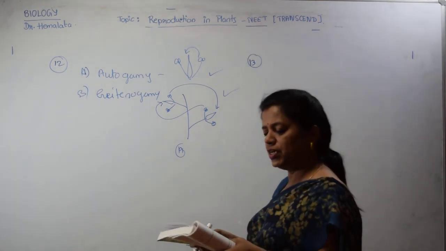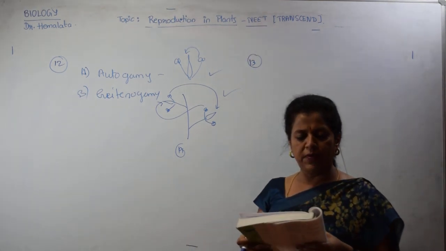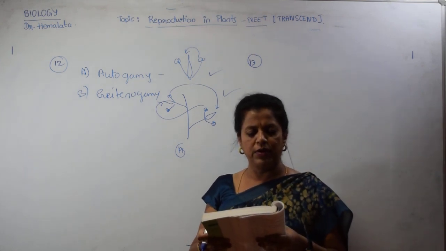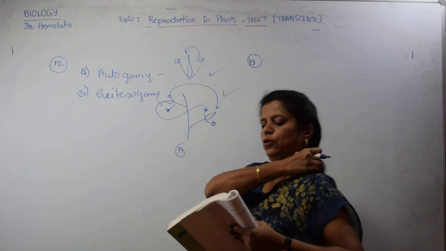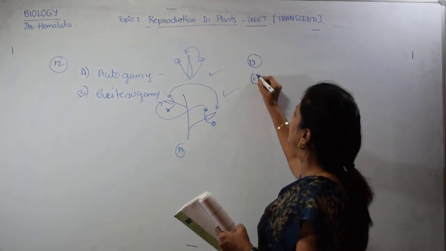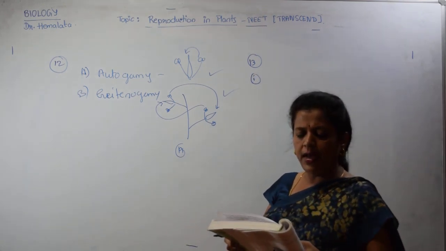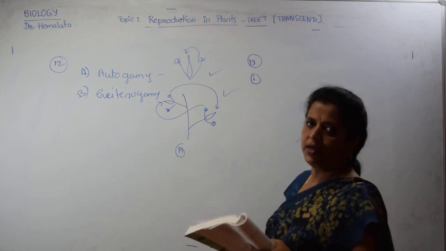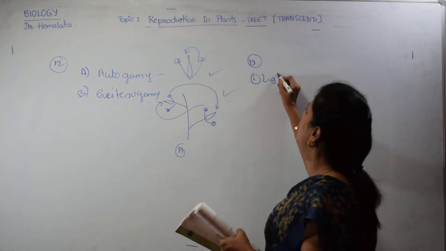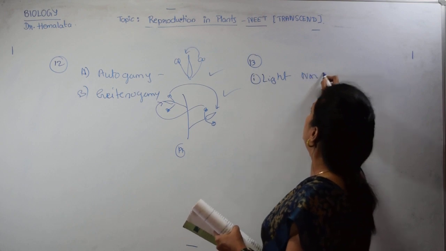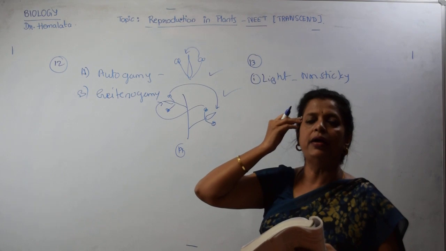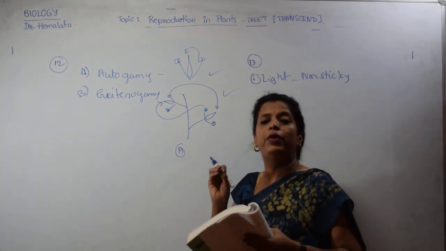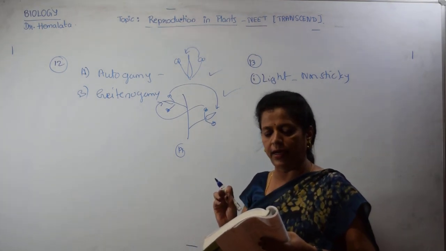What is the 13th question saying? Refer to the given characteristics of some flowers. Some characters are given, and you have to refer to them. The first characteristic given is light and non-sticky pollen grains. So what is this character? Immediately one thing should strike you. Light and non-sticky pollen grains are wind pollinated flower pollen grains.